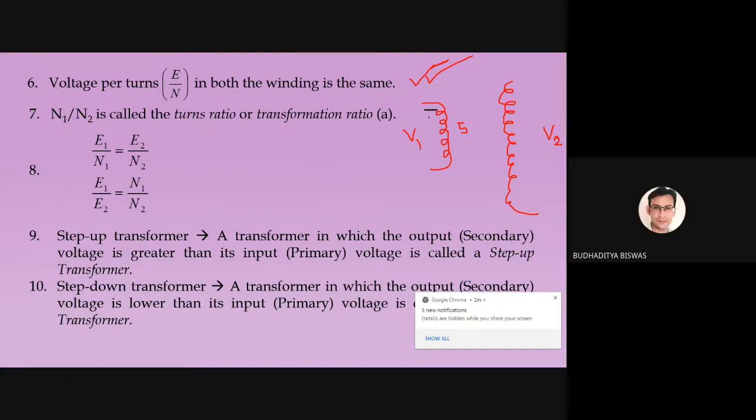If we measure the voltage across this single turn, and if we measure the voltage across this single turn, that will be the same. The meaning here is that the voltage per turn in the primary as well as in the secondary windings remains constant. The voltages V2 and V1 are actually the voltages across the winding, not across the turns. That's why they may differ from each other depending upon the number of turns. But if we take a single turn in the primary as well as in the secondary side and measure the voltage across these turns, that will definitely be the same in both the windings.